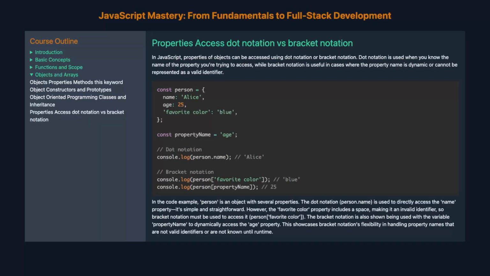Property access: dot notation versus bracket notation. In JavaScript, properties of objects can be accessed using dot notation or bracket notation. Dot notation is used when you know the name of the property you're trying to access, while bracket notation is useful in cases where the property name is dynamic or cannot be represented as a valid identifier.